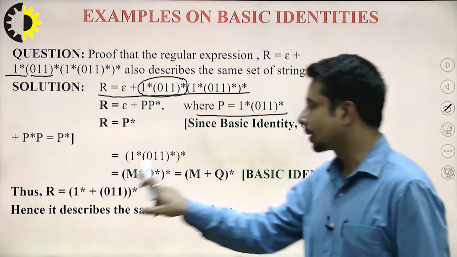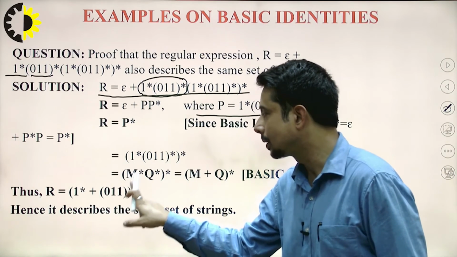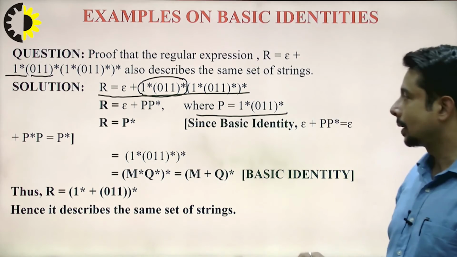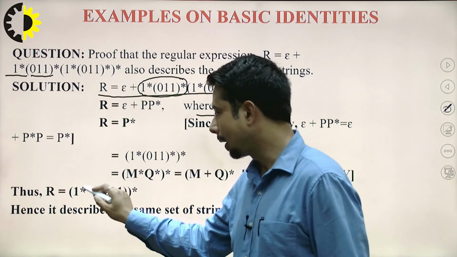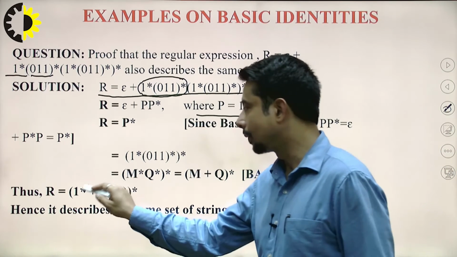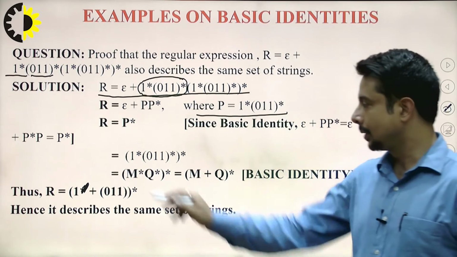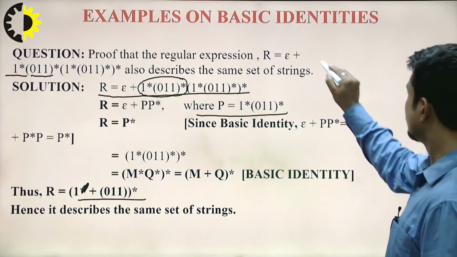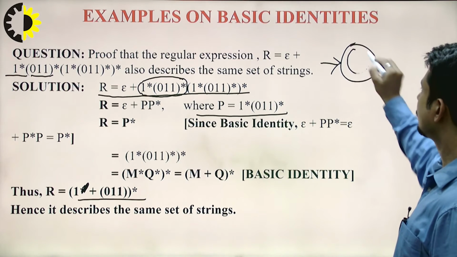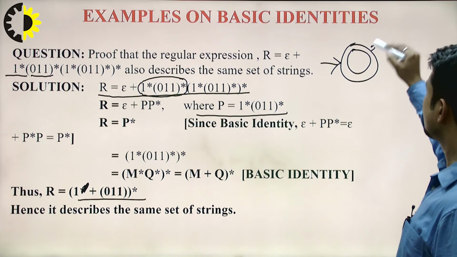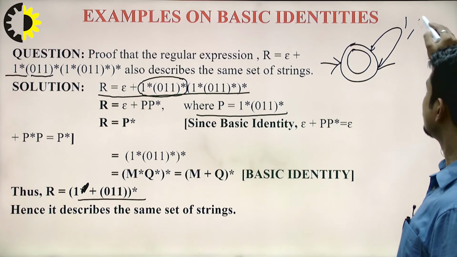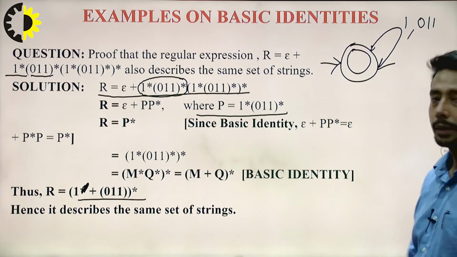And this means what? (1 + 0, 1, 1)*. This means it will be only M, only 1. This means what? I got two things here. We are having an input state where we are having two things, 1 and 0, 1, 1. Correct? 1 and 0, 1, 1.